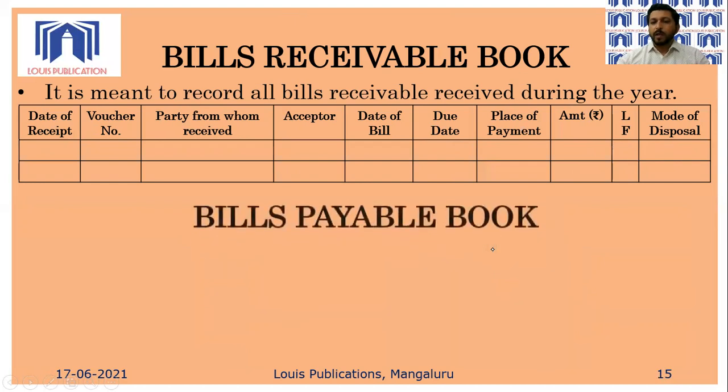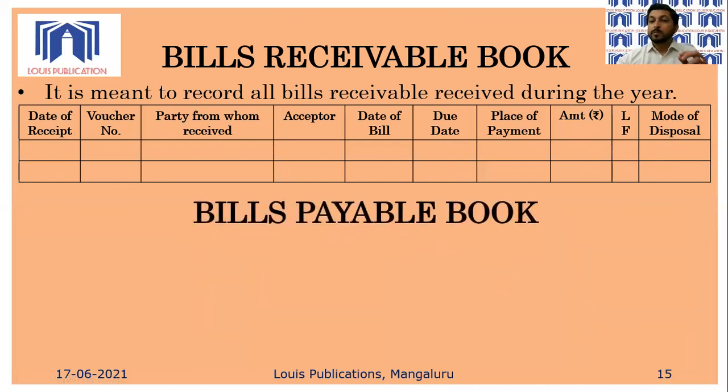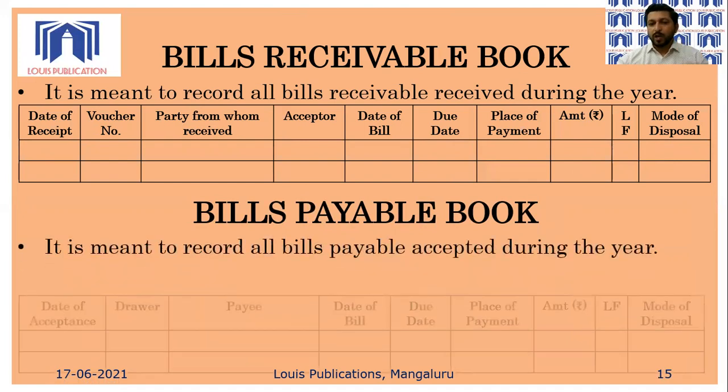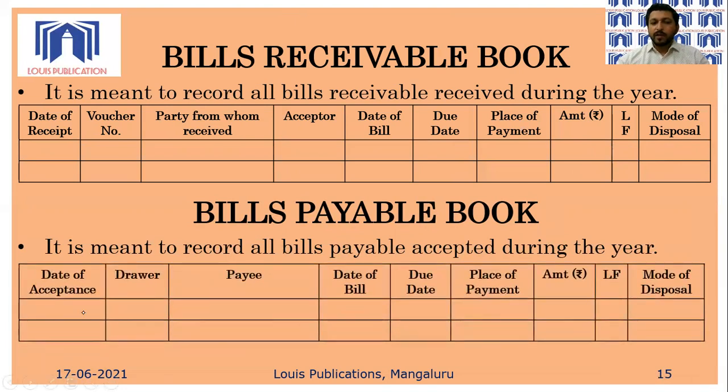Then we have the bills payable book. Bills payable book is meant to record all bills payable accepted during the period or during the year. The format of bills payable book is the date on which the business accepted the bill, the drawer's name, and the payee. Payee is a person who is going to receive the amount of the bill. Then the date of bill, due date, the place of payment, the amount, the ledger folio, and the mode of disposal.